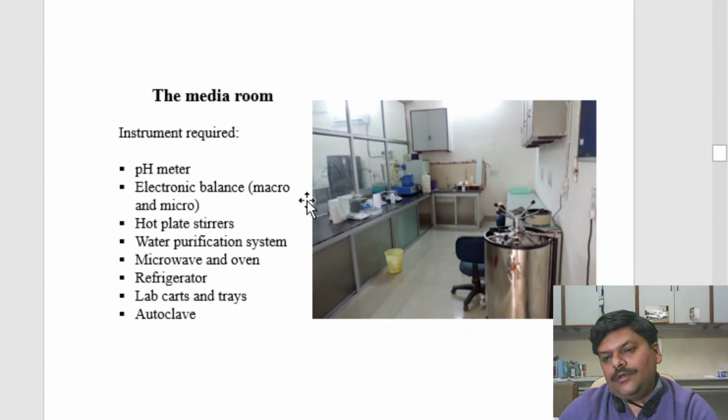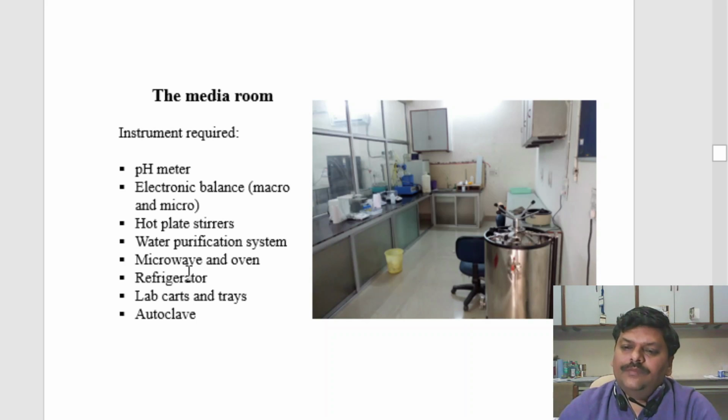So, for your clarity, if you see in this picture, this is a media room which we use here at IIT Roorkee for plant tissue culture purposes. It's a partition of a big room, and there are basic instruments here. There is a washing area, and then there is a working bench, and then there is another bench housing basic instruments such as balance, magnetic stirrers, pH meters, and in one of the corners there is this big autoclave which is used for sterilization of instruments as well as nutrient media.